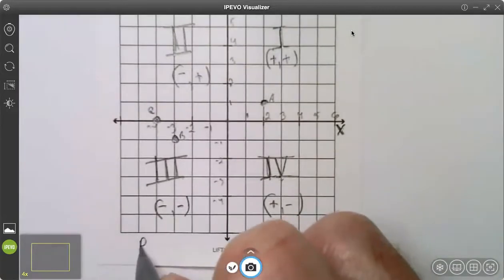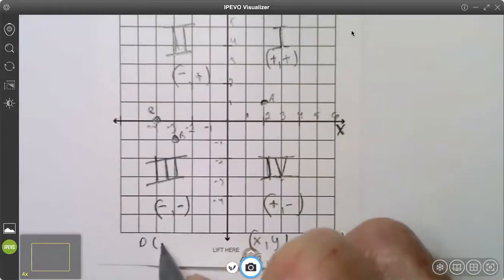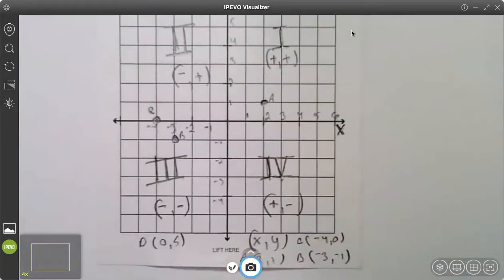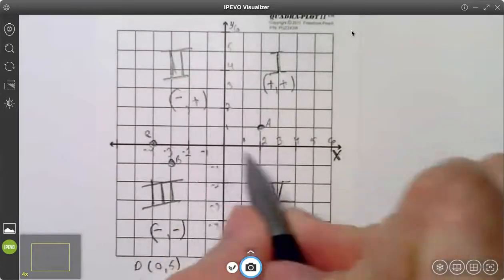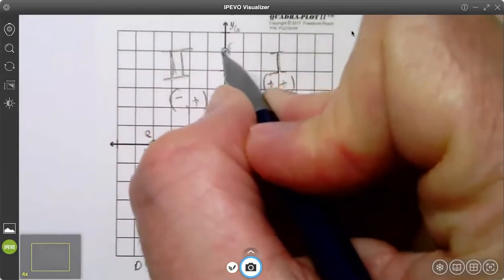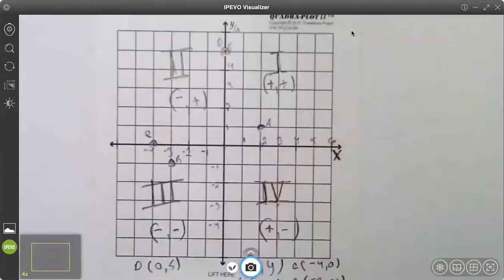So let me do one more example. 0, comma, 5. 0 left to right, so I stay at the origin, and then I go up 5 places. And there is point D. Where is D? It is on the y-axis.